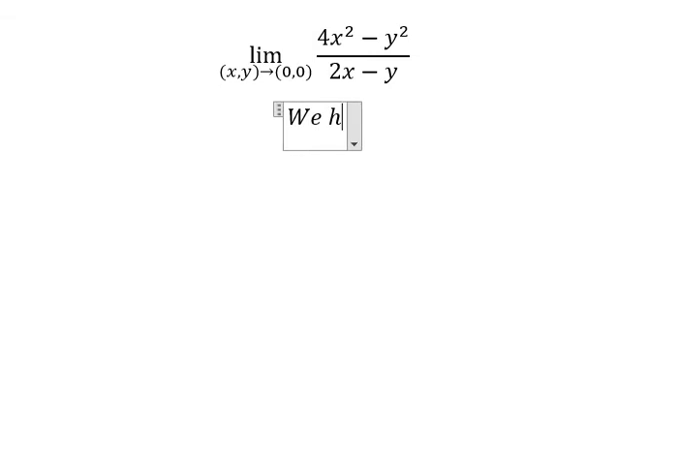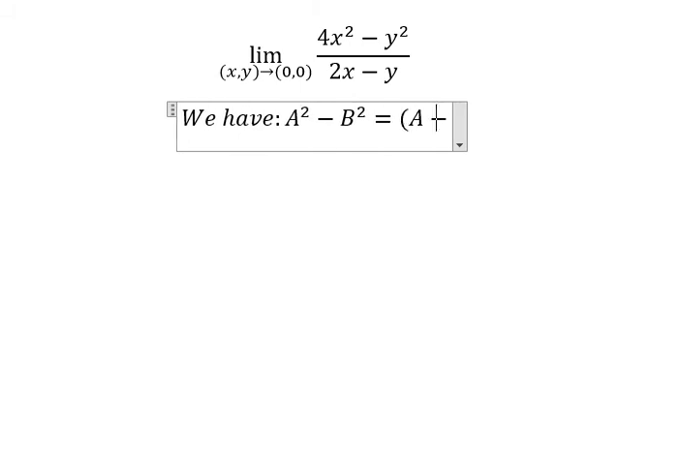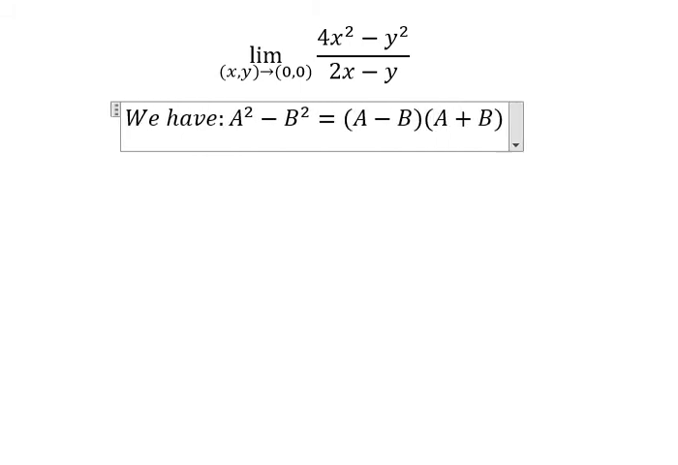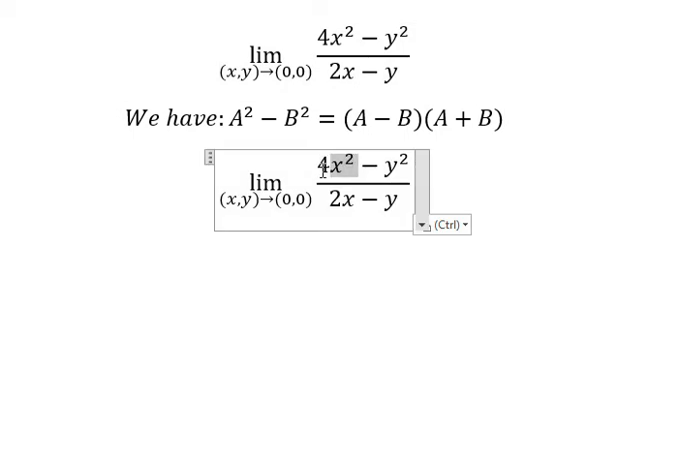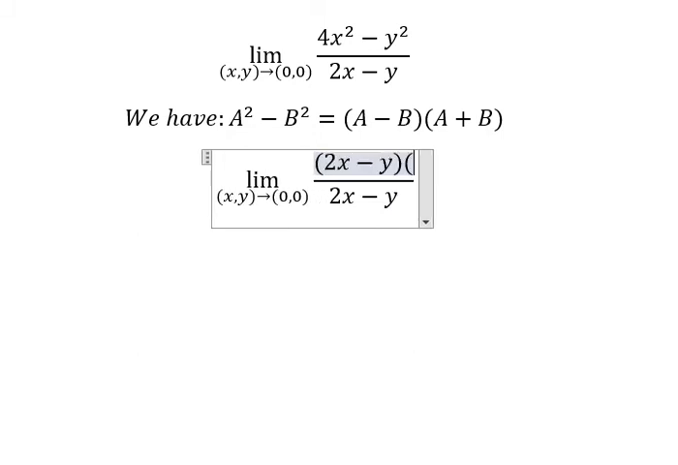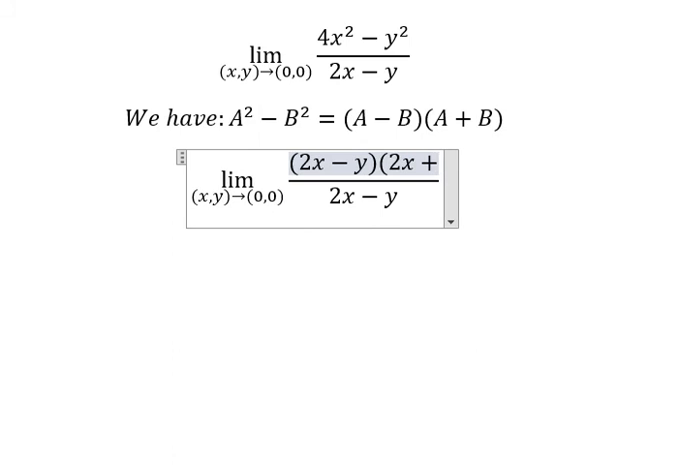We have the formula in here. That's about a squared minus b squared equals a minus b multiplied by a plus b. So this one is about a squared, and this one is about b squared. So we can write it as 2x minus y multiplied by 2x plus y.